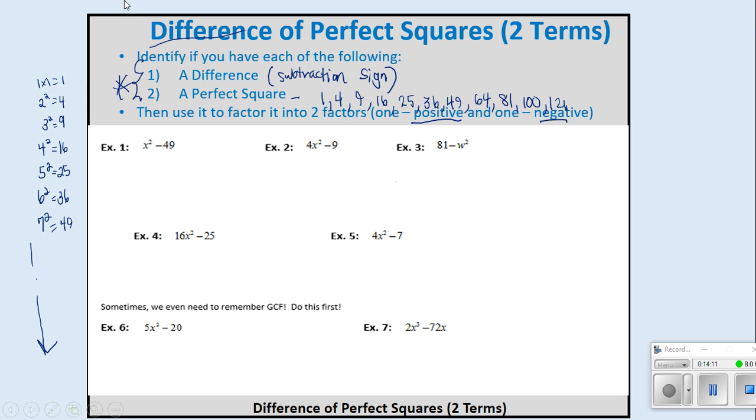All right, so example number 1. First of all, x squared. That's a 1x squared. Is 1 on the list? Yes, it is, right there. 49, is it on the list? Yes, it is. Is there a difference? Yes, it is. So the factors are x minus 7 and x plus 7, because x times x is x squared, and 7 times 7 is 49 with the negative. So one has to be a negative, one has to be a positive.